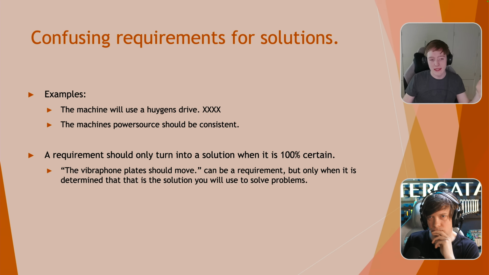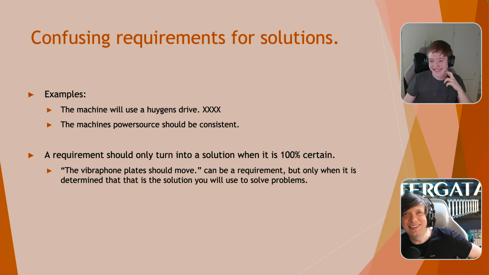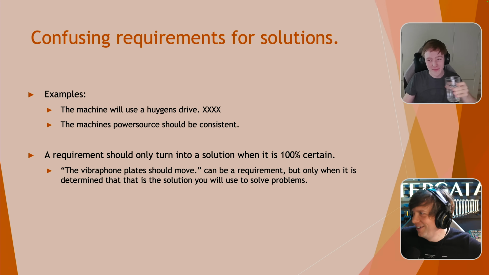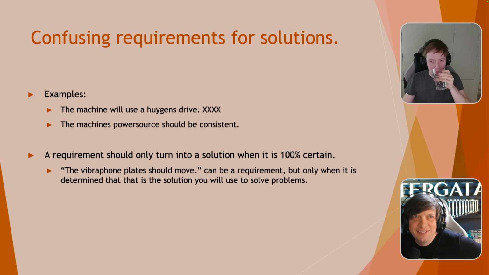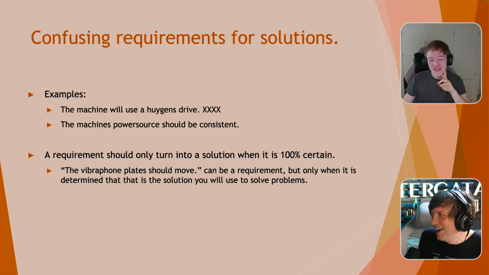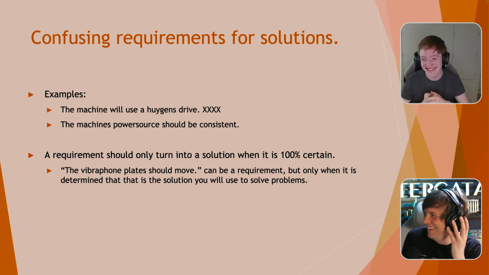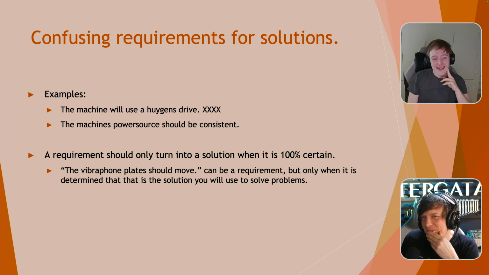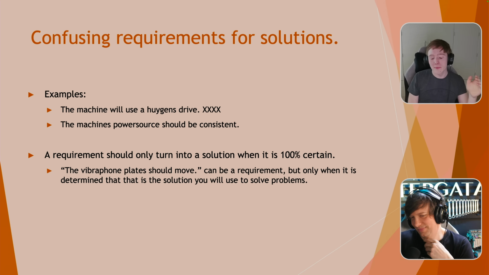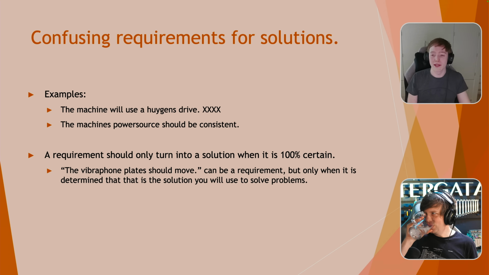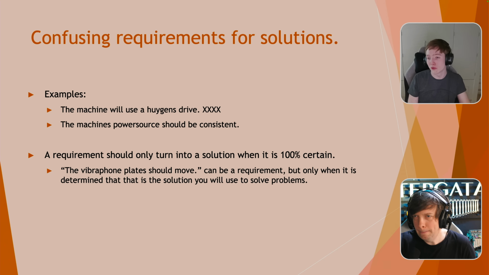One example is a requirement could be: the machine will use a Huygens drive. Oh, we know now how to pronounce it, Huygens, because Christiaan Huygens was Dutch. So can you say that again? Huygens. I'm never gonna do it. I would stick to the Huygens maybe. Okay, cool. But yeah, that requirement is honestly a fine requirement if you know for certain that that is the way you will power the machine.